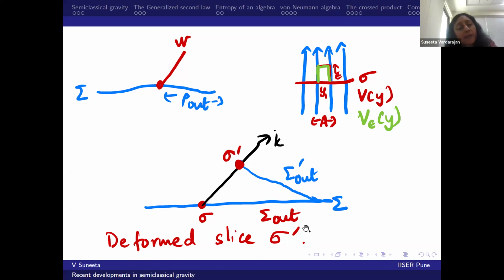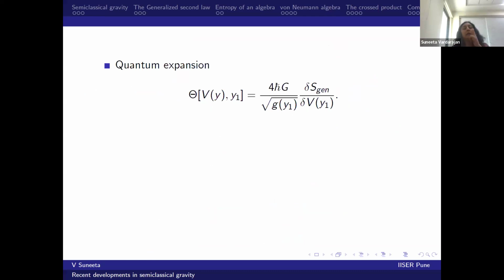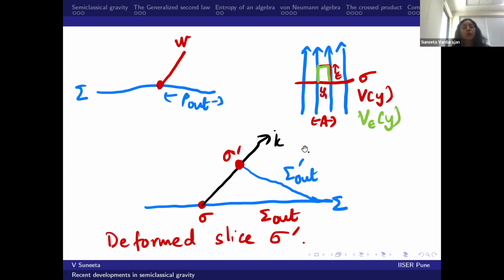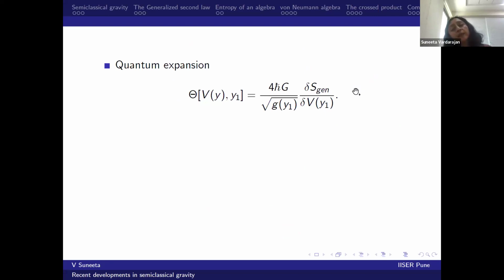Now, what will happen under this deformation? Of course, my generalized entropy, which I have defined for the particular slice, will change because the slice has changed. So I can define something called a quantum expansion theta at the point y1 to be the change in the generalized entropy because of the change in the slice at the point y1, and then there are some area factors here, 1 by root g at y1. What we have done basically is take the classical formula for the classical expansion and replace area with the generalized entropy in this variation. This is some quantity you can define. It is called the quantum expansion.